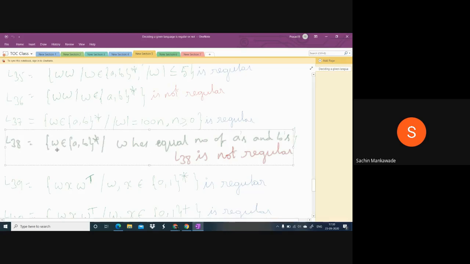This language will have any combination of A and B, and every string must have number of A's and B's equal. So there is a relation. You have to count the B's, you have to count the A's, and you have to check whether they are equal or not. So having equal number of A's and B's, there will be infinite number of strings. So relation infinite, not regular. So we cannot construct a finite automata for this language.